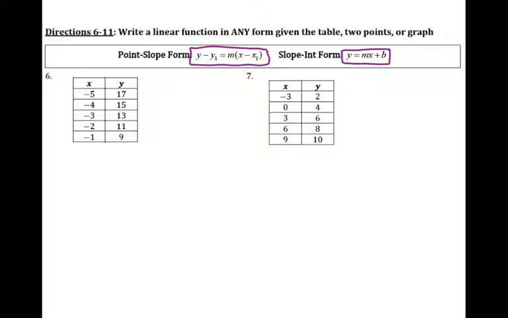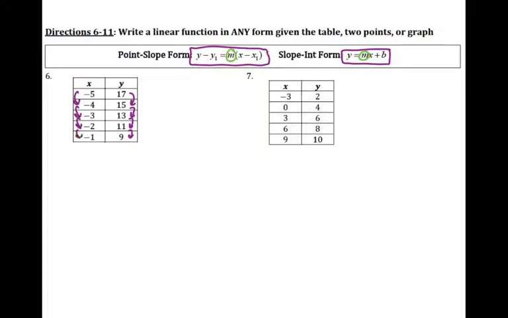There is a method to which form you should use depending on the information that's given to you. But regardless of the form that you choose, the very first thing you should always find is the slope. Because if you look at both of these formulas, they both have that m in there, and m represents your slope. So I'm going to start by finding my slope first. I have my table, and I'm going to find my change in y's over my change in x's.